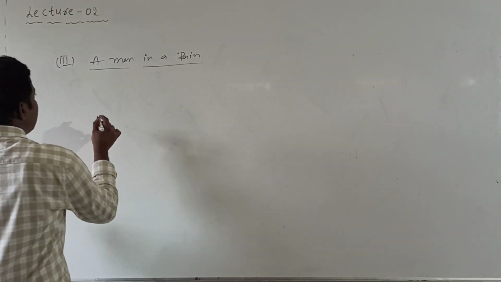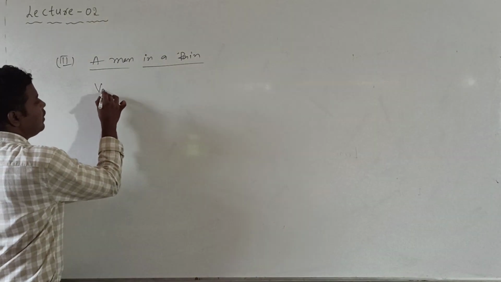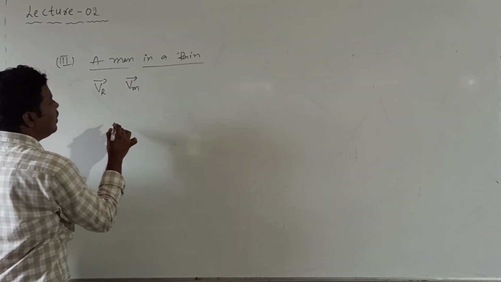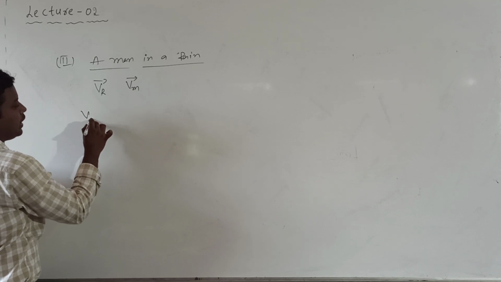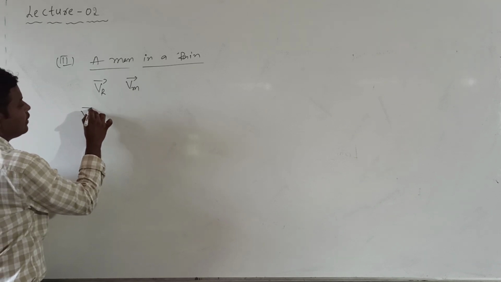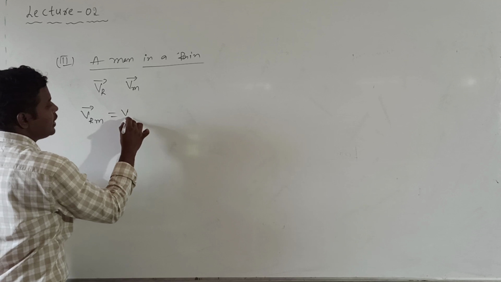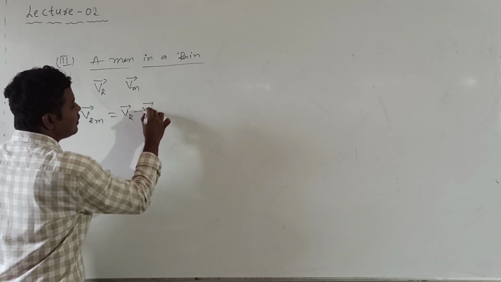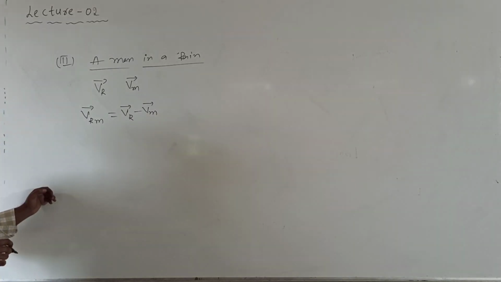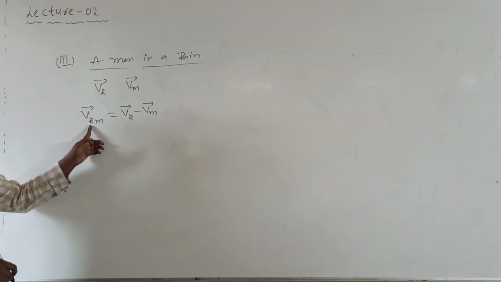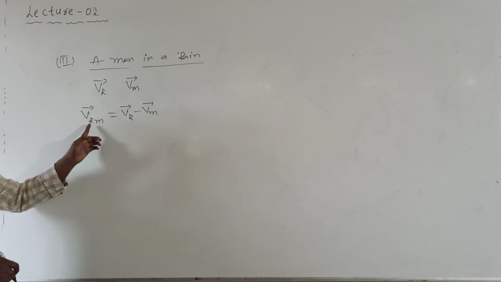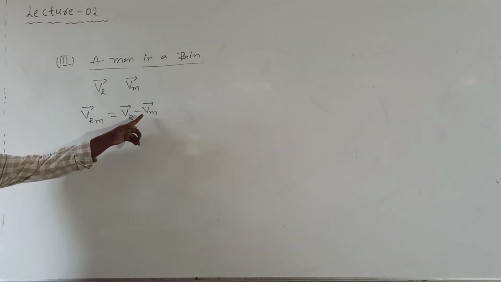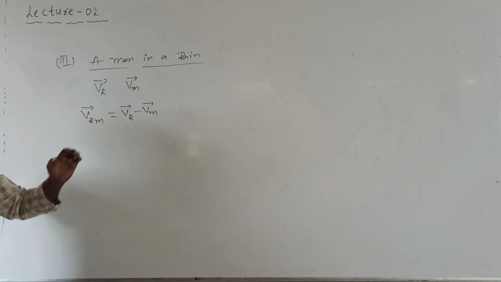Let us suppose the rain is falling with a velocity VR bar and the man is moving horizontally with a velocity VM bar. Now I want to calculate the relative velocity of rain with respect to man. The relative velocity of rain with respect to man is given by VR bar minus VM bar. To calculate the relative velocity, you can take the help of vector addition. Find the negative vector of VM and add it to VR.